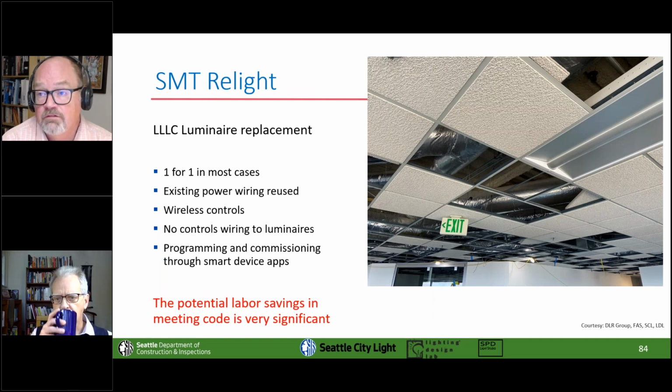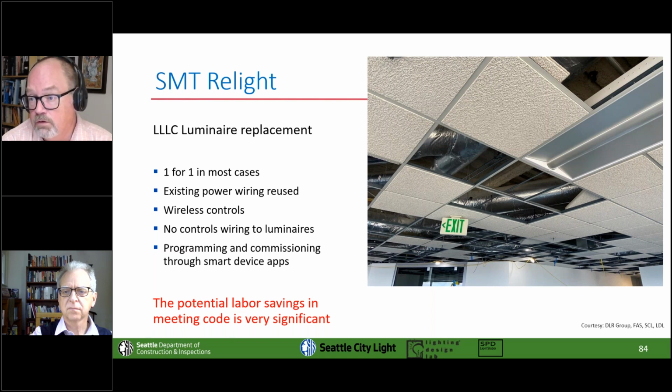Just like the SMT relight, the Seattle Municipal Tower relight, the whole point of using LLC light fixtures was to take the existing light fixture out of the ceiling, pop a new one up, make 3 connections, and easy peasy, a little bit of programming with an iPad, and we're more than exceeding the current Seattle Energy Code without a huge amount of rewiring or bringing in additional sensors or all that other stuff, because it's all part of the fixture. So the labor savings can be enormous.